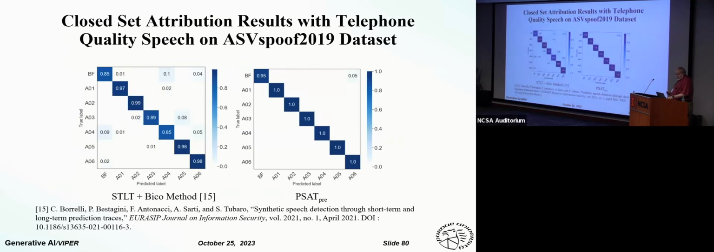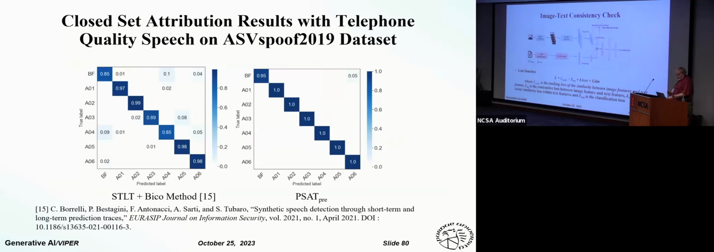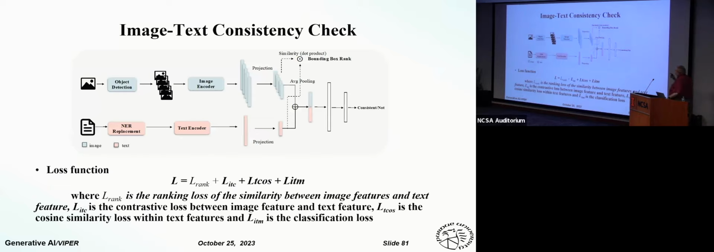Here's some of the performance we did. Actually, I got some curves here. Well, maybe I didn't have them in there, but we did quite well. We're also looking at the problem of how you can tell if the image content and the caption don't match. This is the so-called image-text consistency check, and we have a method we've developed for it. We've published a couple of papers on this.